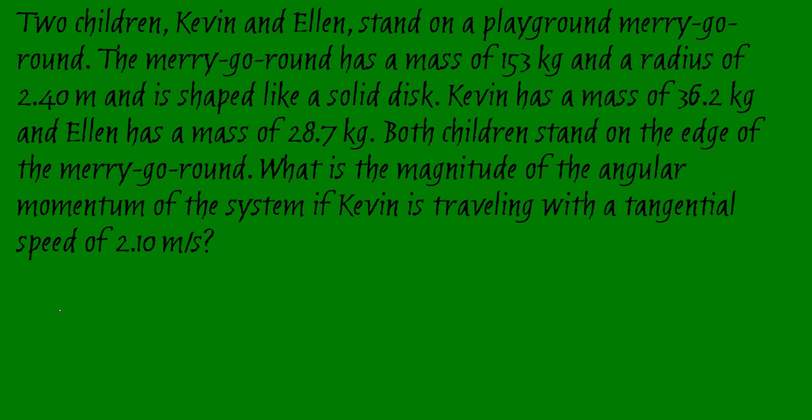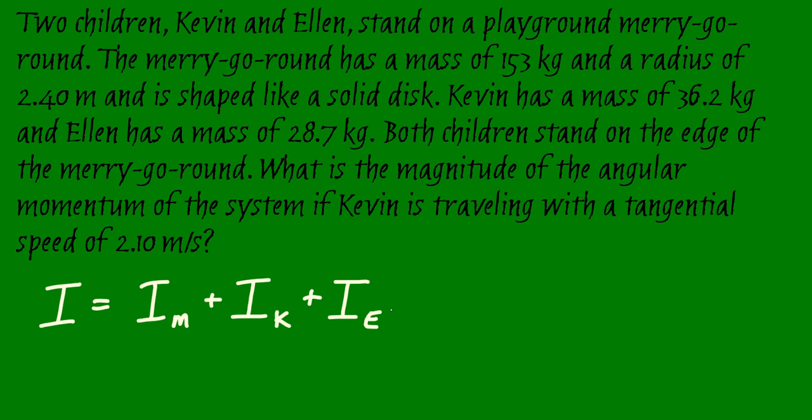To solve this problem, we'll need to start by calculating the angular momentum of my system, or the total angular momentum. We can do that by adding together three different values of angular momentum. The angular momentum of the merry-go-round, plus the angular momentum of Kevin, plus the angular momentum of Ellen. The merry-go-round, it says, is a solid disk. And if I look on my equation sheet, I find that the equation for the moment of inertia of a solid disk is 1/2 mr squared.